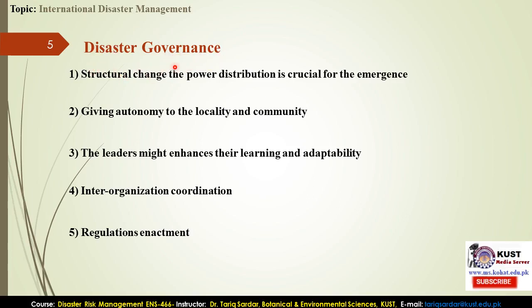The first is the structural change. The power distribution is crucial for the emergence. What does it actually mean? It suggests that in the governance part there should be less command and control in the system and more trust and respect among the team members, as well as respect for their own autonomy and self-respect. Self-organization building empowers the internal members to be strong and ready to share information. That was the first part of the disaster governance.